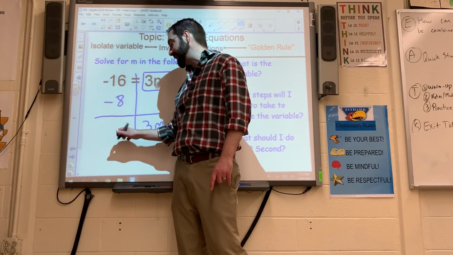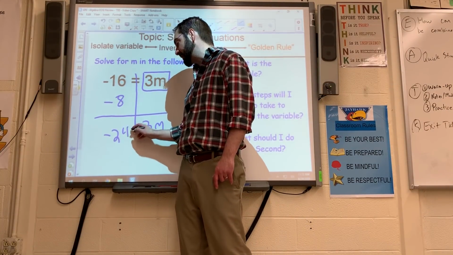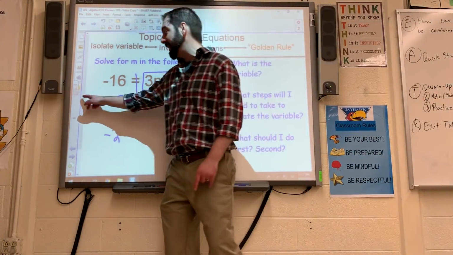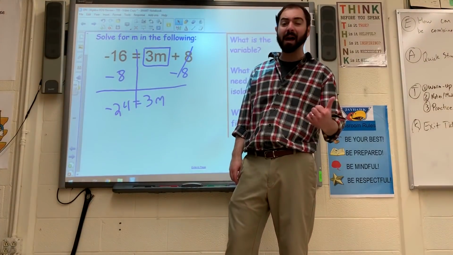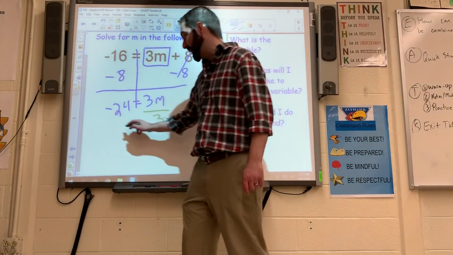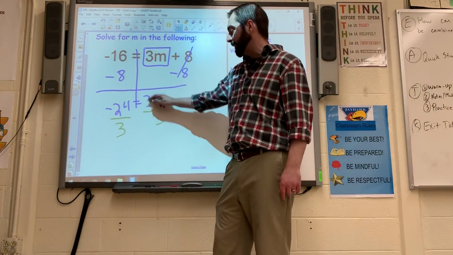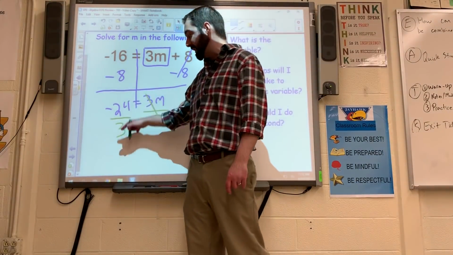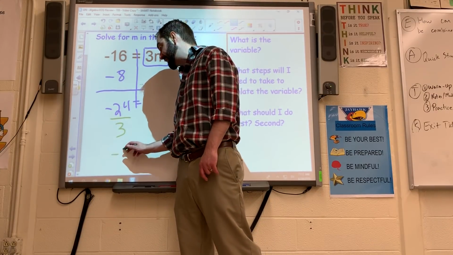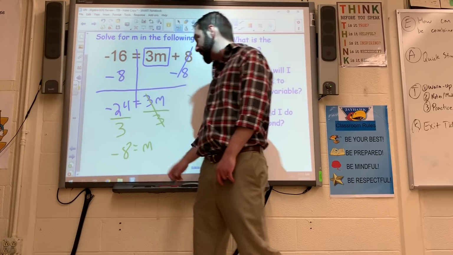Negative 16 minus 8 in a calculator is negative 24. So now I have negative 24 is the same as 3 times m. Well, I said times 3, so the inverse operation of multiplying by 3 is to divide by 3. And again, I'm going to do it to both sides. Whatever I do to one side to cancel out, I do to the other side to get my answer. Negative 24 divided by 3 is negative 8, and that's the same as m.